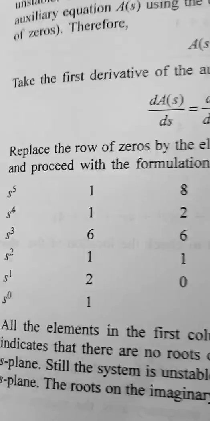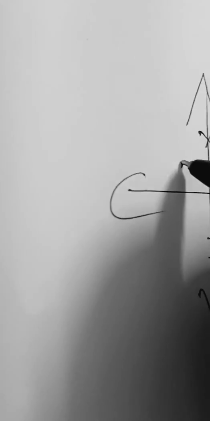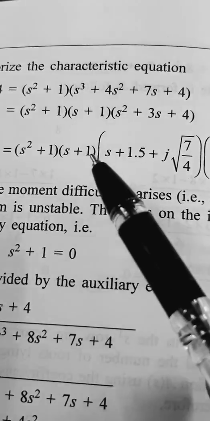That definitely, you can see that it is on the imaginary axis. One is here. I can say that it is plus j1 and another is minus j1. Okay. And the second one is the pole at s plus 1 equal to 0.